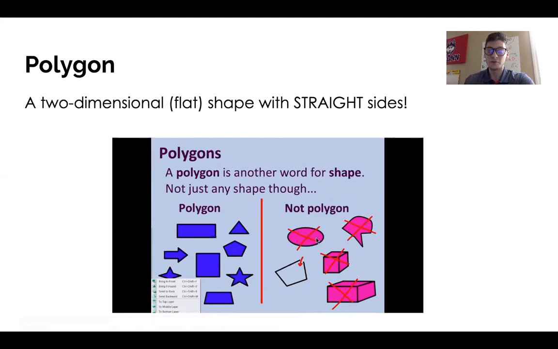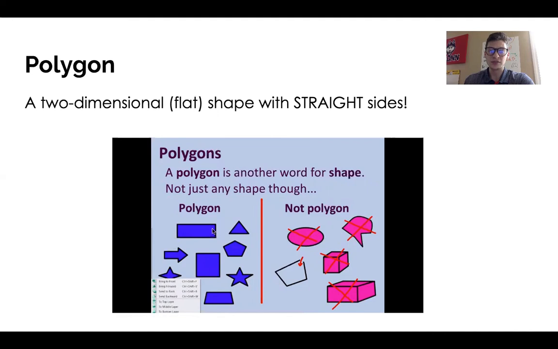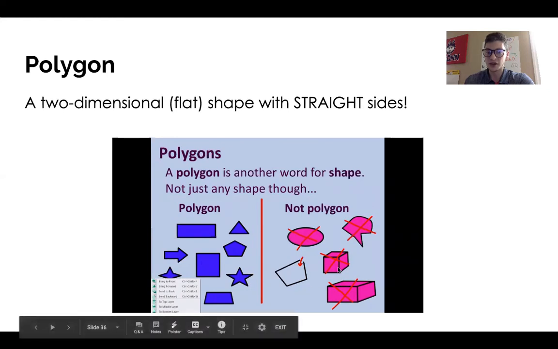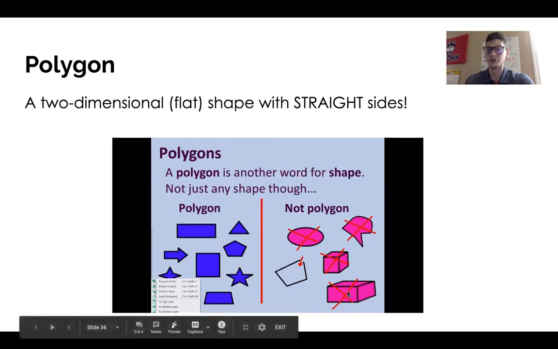Here you have a picture of what looks like an oval. It's a shape, but it doesn't have straight sides. It's just one curved line around. All the shapes on the left are polygons because, as you can see, they have straight sides and they are flat. If I look here at this rectangular prism, the lines are straight, but it's not flat. This is a 3-dimensional shape.